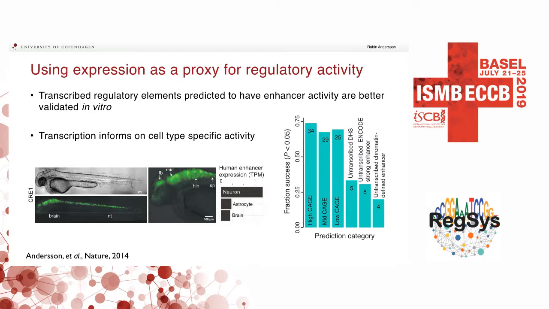We can also see that transcription informs on cell type specific activity. One of the things that we did was to select certain enhancers based on their expression profile in human. So this is one enhancer, which is specific to neurons and also has a bit of expression in astrocytes. We then made a reporter construct and did a stable integration with these in zebrafish embryos. And you can see that these are primarily active in the brain, in the neural tube in zebrafish. We suggest that the expression tells you something about their cell type specific activity as well.